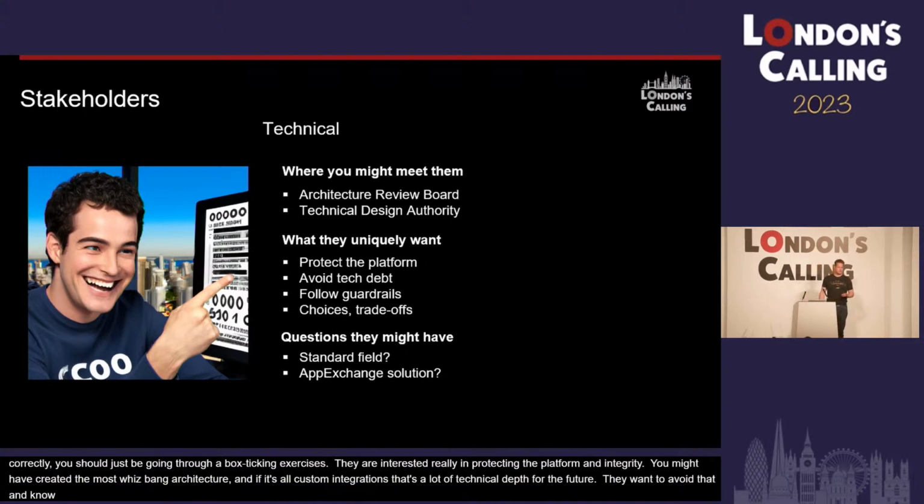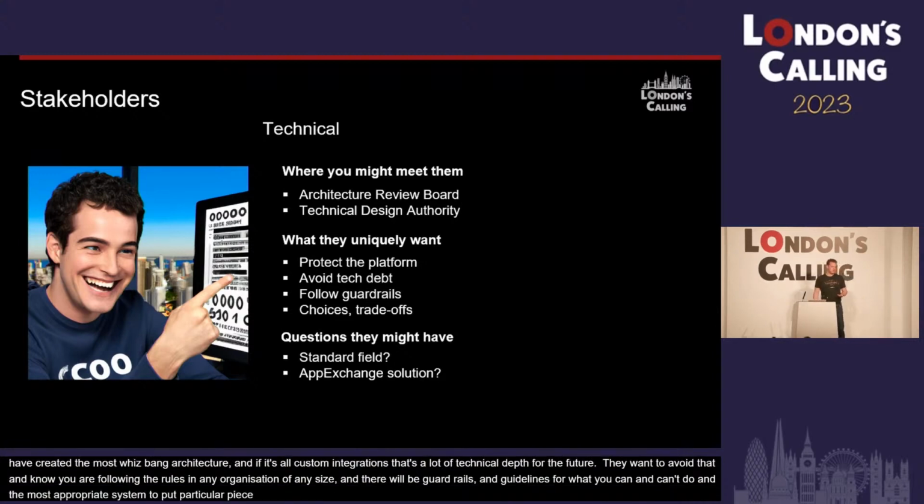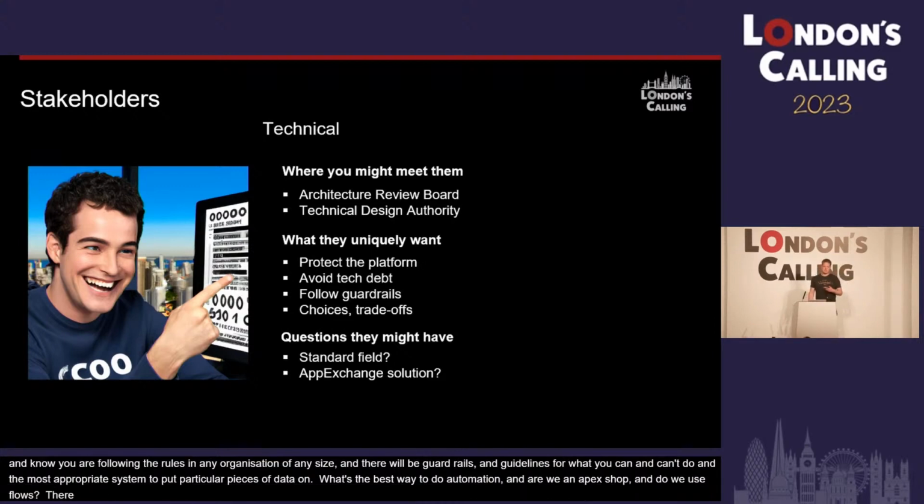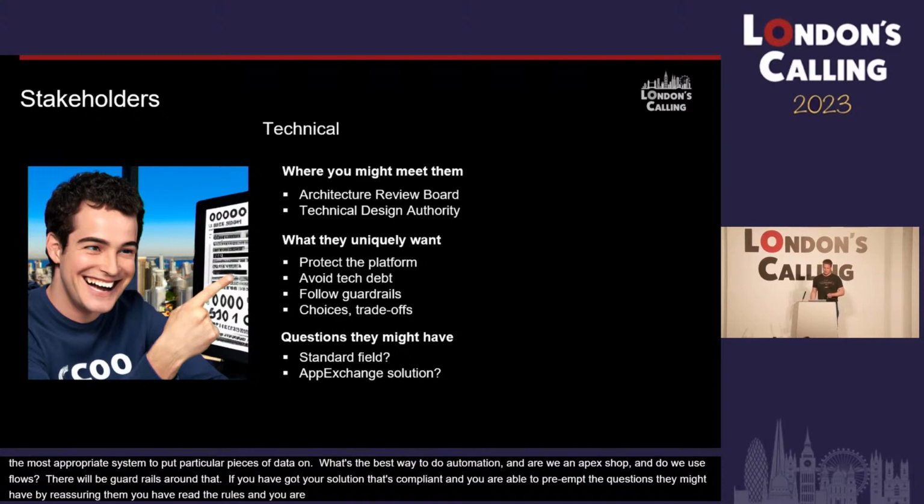In any organization of any size, there'll be guardrails, guidelines for what you can and can't do, what's the most appropriate system to put particular pieces of data on, what's the best way to do automation, right? Are we an Apex shop? Do we avoid Apex? Do we use flows? So there'll be guardrails around all of that. If you've got your solution that's compliant and you're able to preempt any questions they might have by reassuring them that you've read the rules and you're following them, you've got those stakeholders on your side.